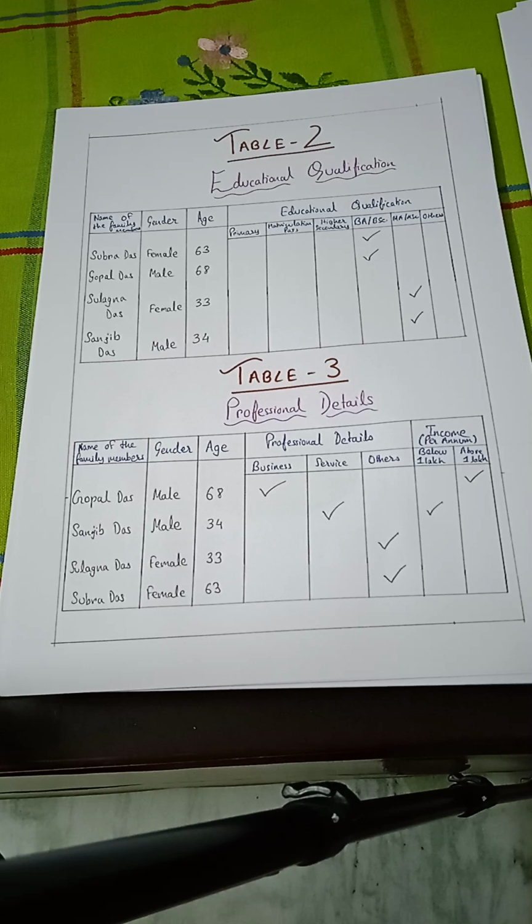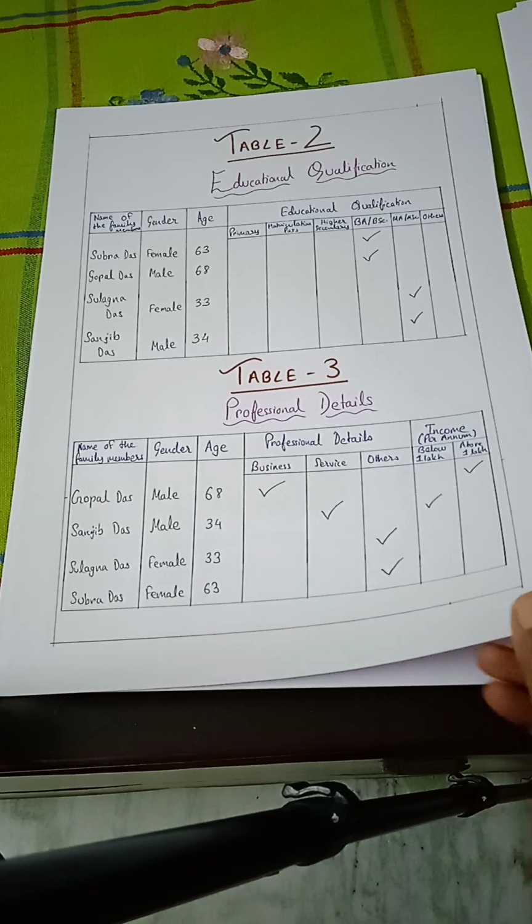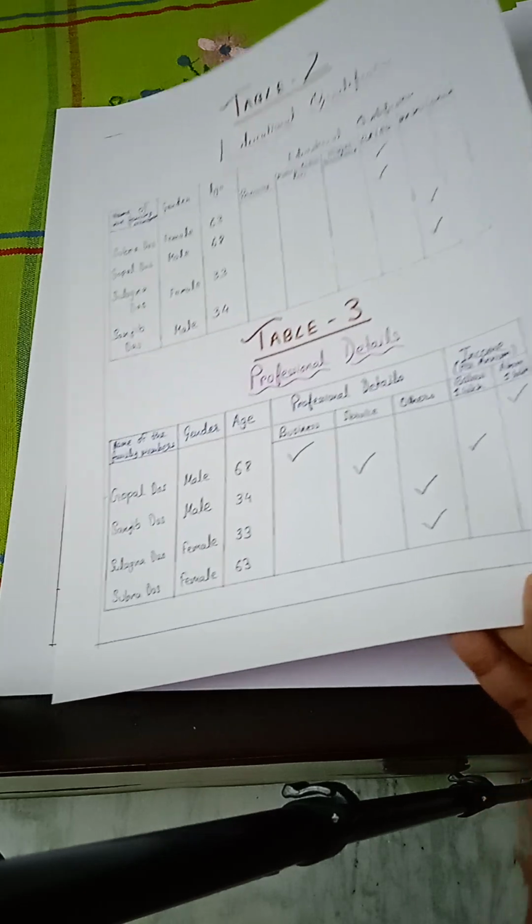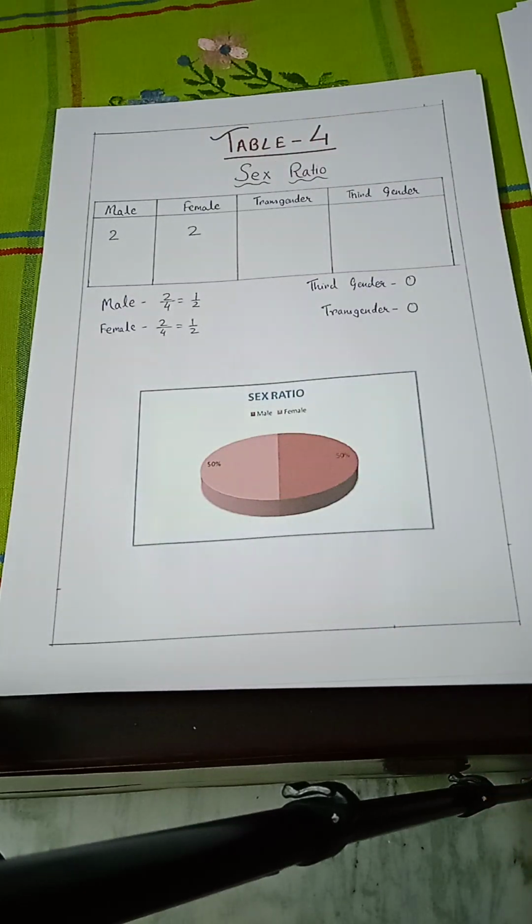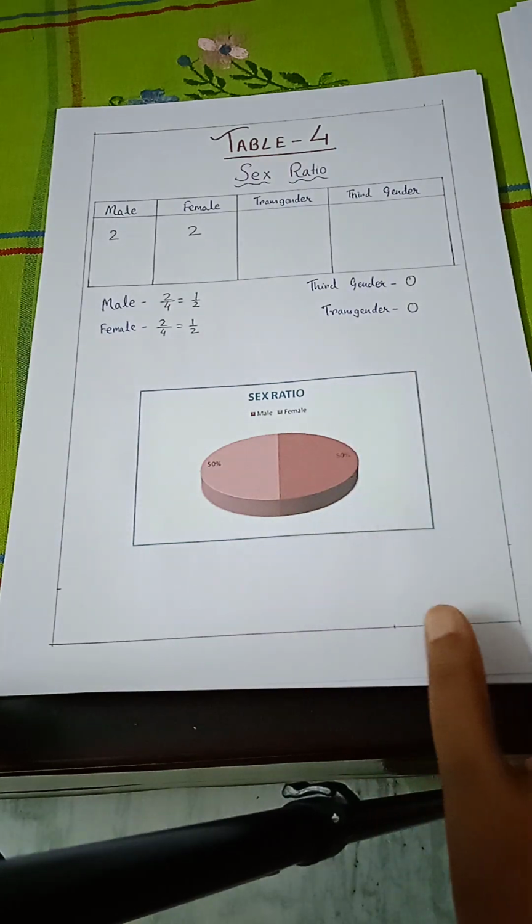Then table 2, educational qualification. Table 3, professional details, the same way as I have done in the first family. Then the fourth table, again the sex ratio. As you can understand, it was a 50-50 thing, so that is the reason why the graph became like this.